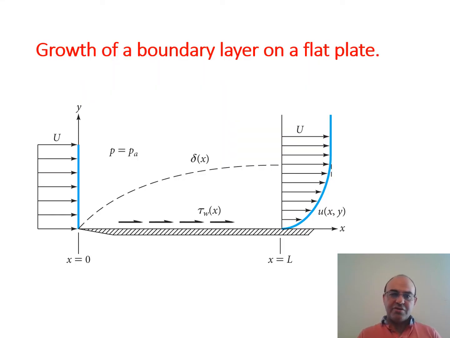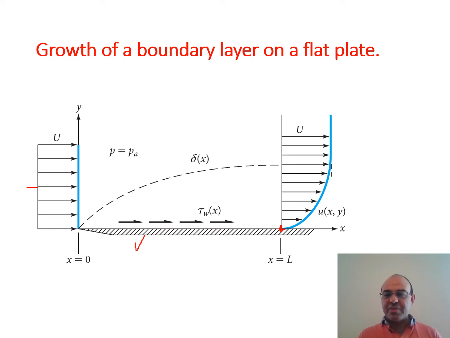Let's see more details and definitions about a boundary layer. Assume that this is a flat plate and a uniform flow is approaching the leading edge of the flat plate. At the leading edge, the velocity profile is uniform. When the fluid comes in contact with the plate, on the surface of the plate, the velocity is 0. And then the velocity gradually increases until it finally becomes equal to the velocity of the free stream, capital U again.